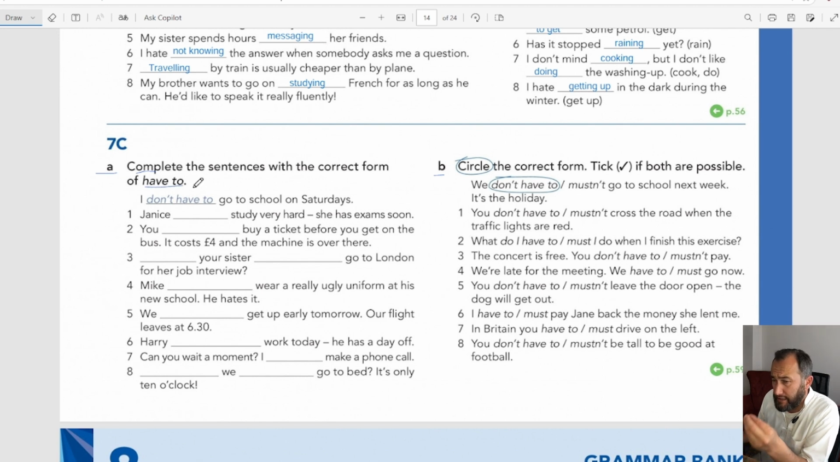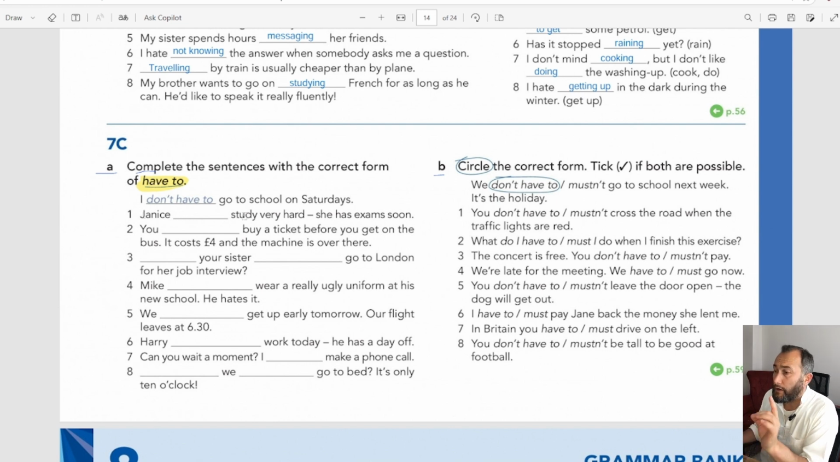So that's quite an easy exercise because this has nothing to do with must, because the exercise is asking us only have to. So we can use have to, has to, don't have to, doesn't have to. If I want to make a question, do you have to, or does he have to? Does she have to? The question, negative, positive form, that kind of stuff, right? So, I don't have to go to school on Saturdays.